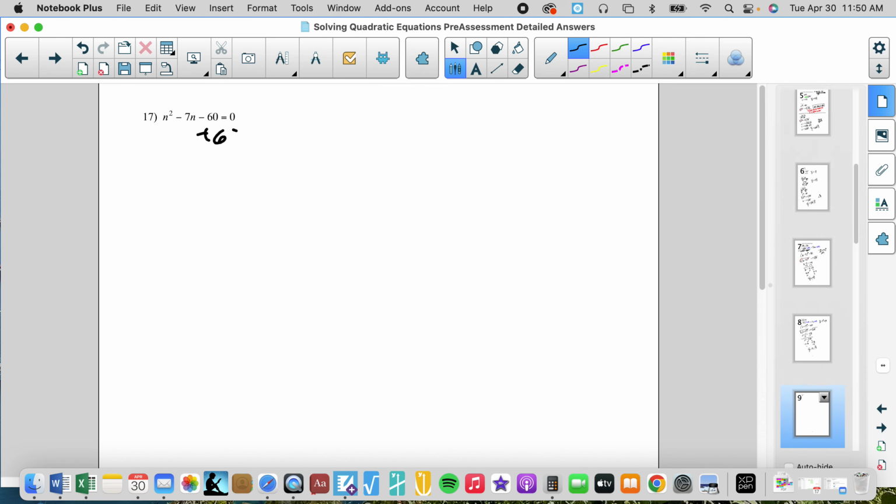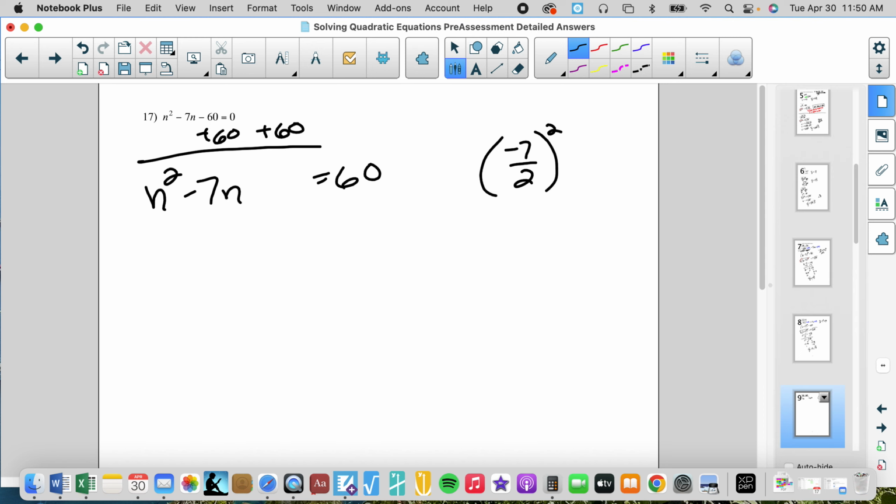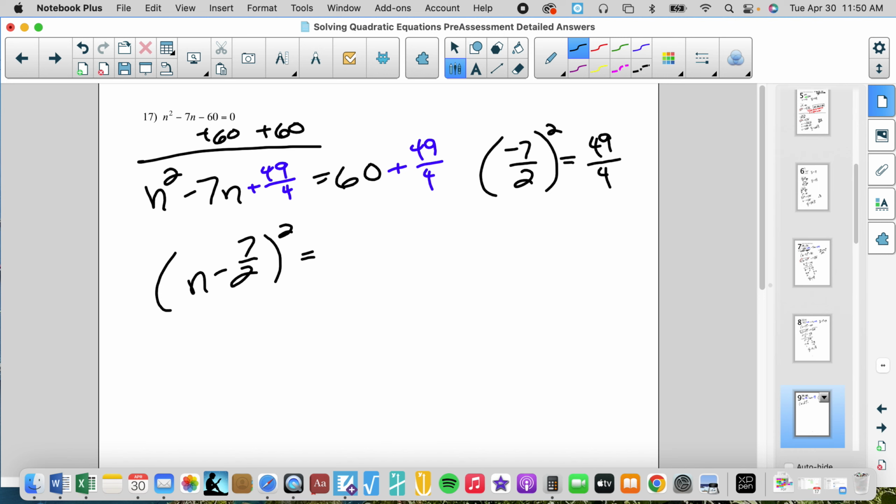Let's move my constant over. You get n squared minus 7n equals 60. So notice my b value now is an odd number, and so that's going to be a little bit more challenging. You get a weirder value. Doesn't mean that it can't be done. Doesn't mean that you can't handle it. Fractions are fine. This is the easy part. You know that this is n minus 7 over 2, quantity squared. It's just half your b value. And then this is where it kind of gets fun.